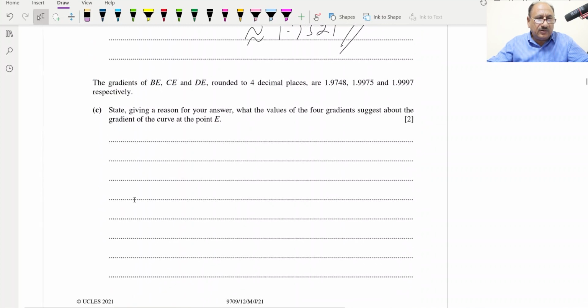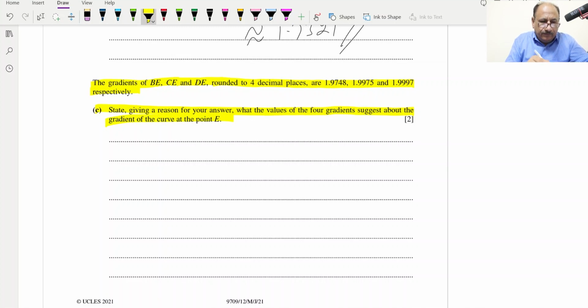Then they are saying the gradients of BE, CE and DE rounded to 4 decimal places are, these are the gradients respectively. Part C, state giving a reason for your answer what the values of the 4 gradients suggest about the gradient of the curve at the point E. So if we see the gradient, basically the gradient of BC, it's basically BE, not BC. BE will be what?